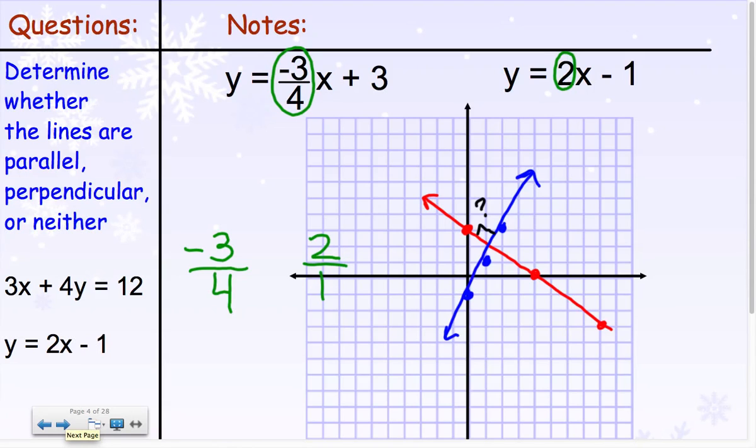Well, if I flip and change negative 3/4, I get 4 over 3, which is not the same as 2 over 1. So we know that they're not perpendicular, which means it's neither.